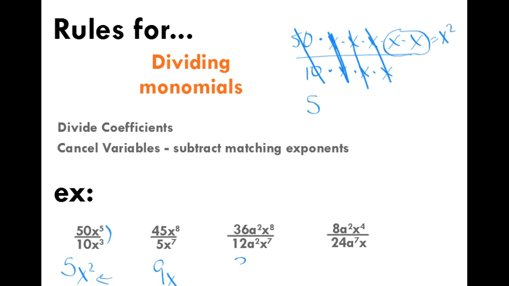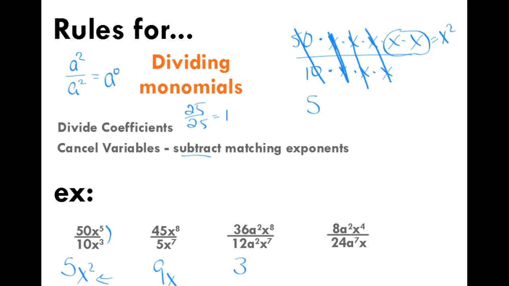36 divided by 12 is 3. Now here's where this is a little different. We have a squared over a squared. So if you have a squared over a squared, and you subtract, you get a to the 0. And that's something we're going to talk about in just a moment. But also, we know that, let's pretend a was 5. 5 squared is 25, over 5 squared is 25. 25 over 25 is just 1.